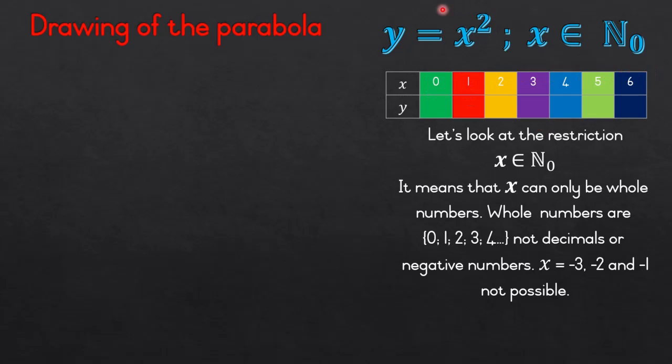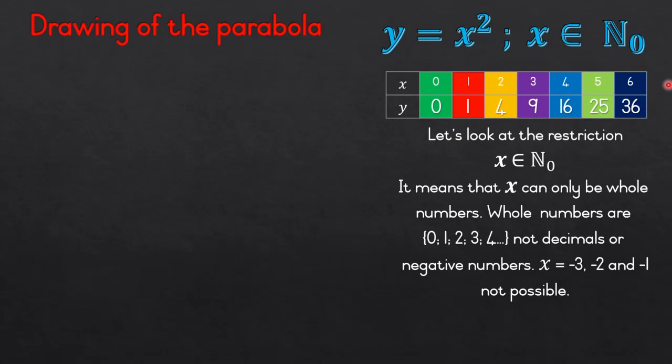Okay, so our original formula for a parabola said x squared. So we are clever enough to say 0 squared is 0. 1 squared, 1, 2 squared, 4, 3 squared, 9, 4 squared, 16, 5 squared, 25, and 6 squared, 36.